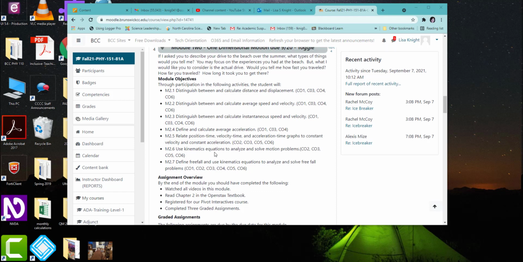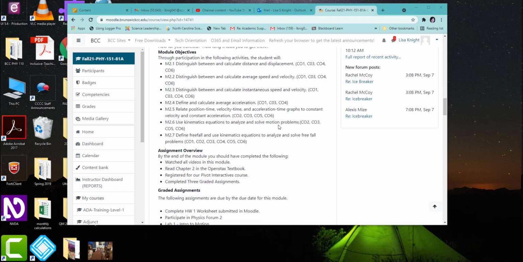You will learn how to use the kinematics equations, how to solve motion equations, and you will also look at motion of objects that are in free fall, that are accelerating at 9.8 meters per second squared.